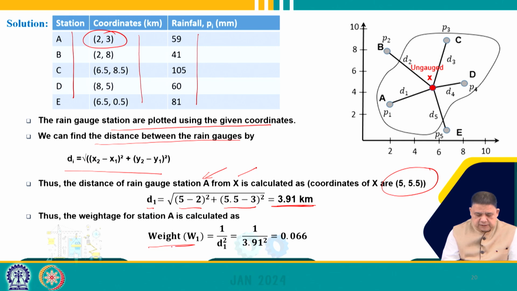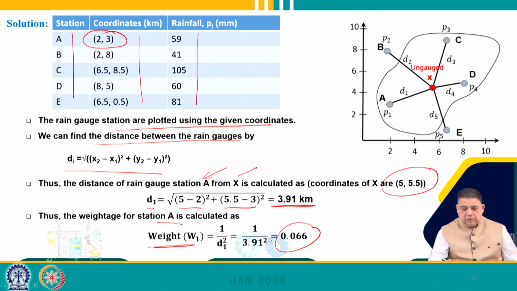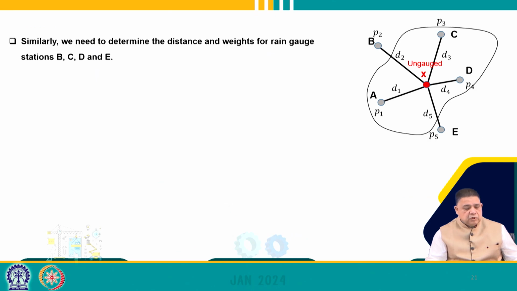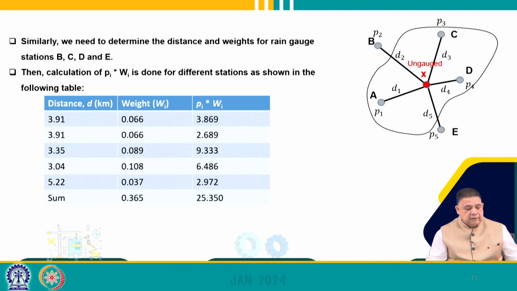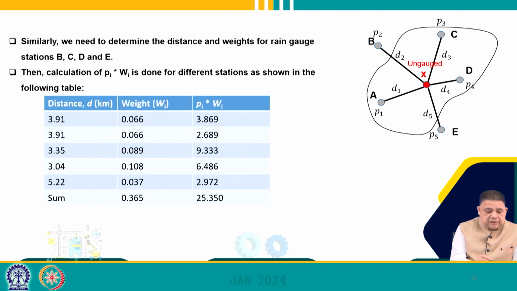And we know that the weight is 1 by d i square. So, the weight for station A will be 1 by d 1 square, which comes out to be 0.066. That is how we can determine the weight assigned to this particular station. Using a similar procedure, we can determine the distances and the weights for the other rain gauge stations B, C, D and E as well. And then, obviously, we need to calculate P i W i. The distance for station A we already calculated, and these are the distances for the other stations B, C, D and E.